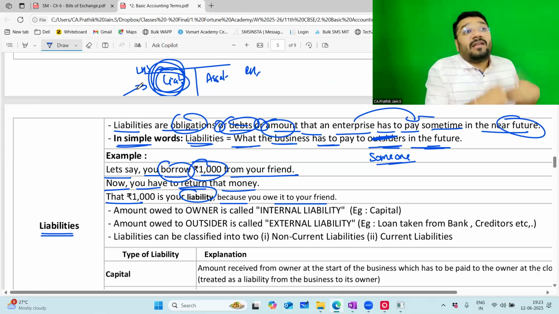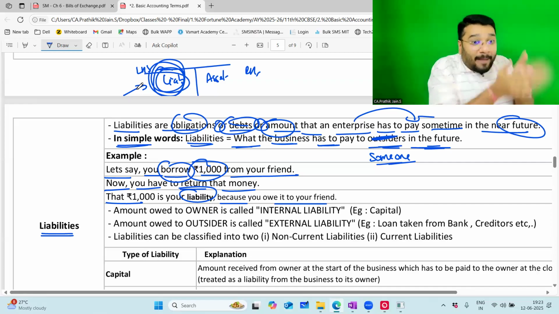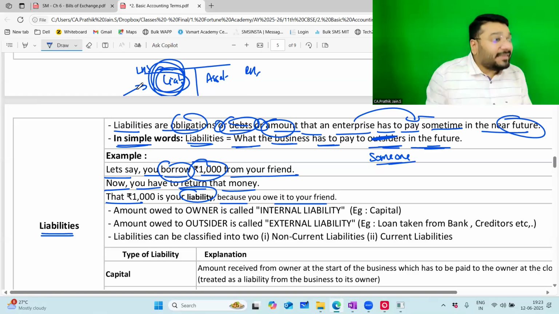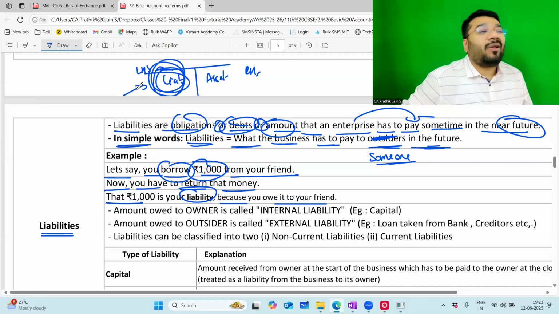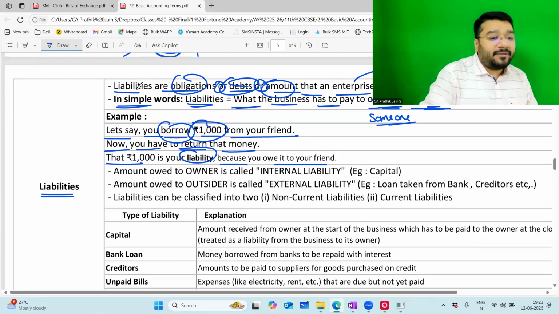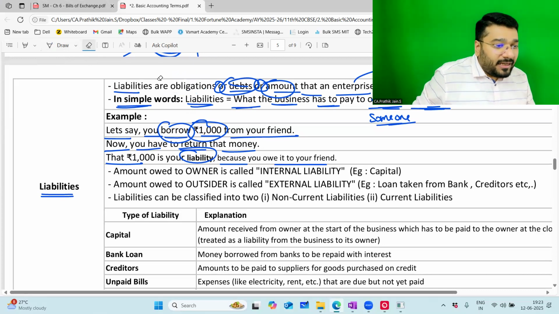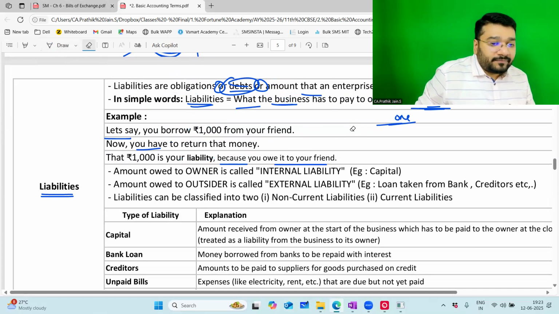Anything that I have to pay to someone in future, I have to capture on the liability side. Anything that I have to receive from someone in future, I'll capture on the asset side. So balance sheet is nothing but a replica or replacement of your memory. Any difficulty? Online people, any difficulty? No. No, sir. Okay.